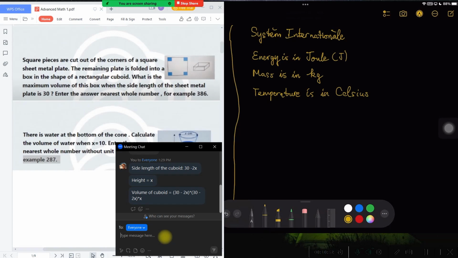I think x has to be smaller than 10, I think. But you're right, x has to be smaller than 15 and then you try it out, right? But is there any other way to make it easier?